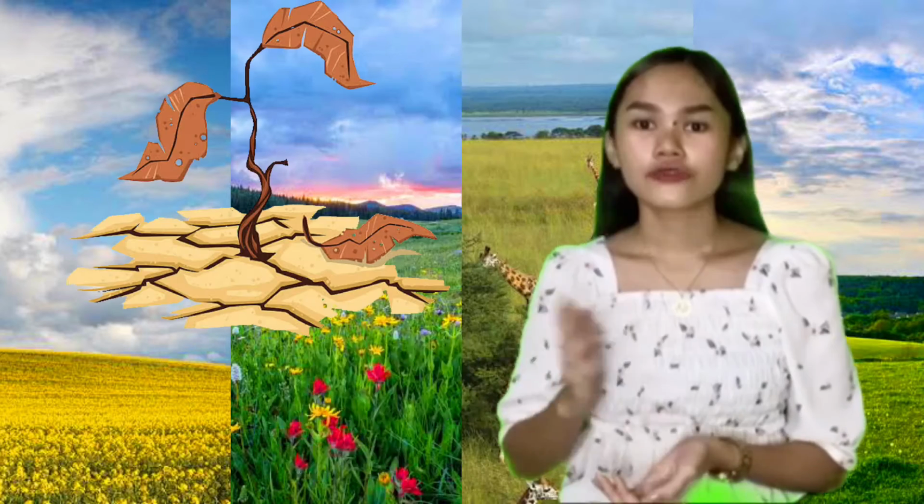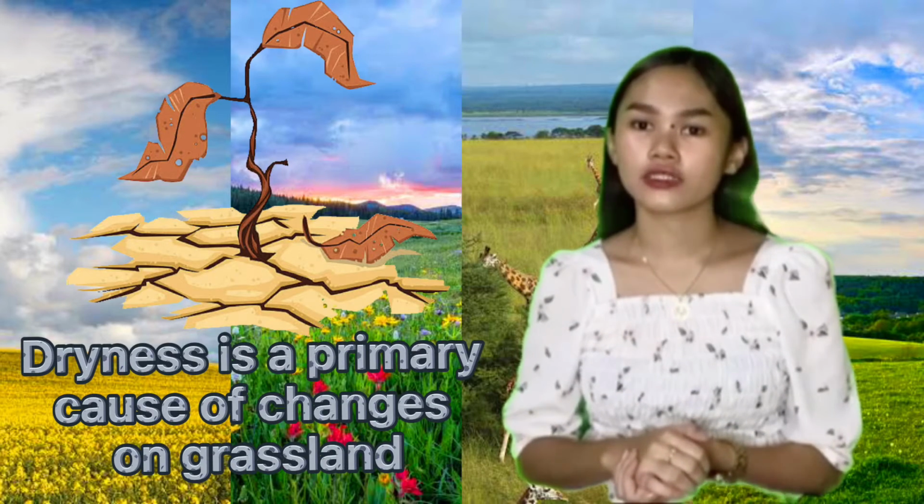Increased seasonal, yearly, minimum and maximum temperatures, as well as shifting precipitation patterns, are all effects of climate change on grassland and prairie bioregions. Dryness is the primary cause of changes on grassland, with increased wildfires, loss of wetland habitats such as prairie potholes, which are critical habitat for migrating bird species, as well as species movements and habitat shifts expected.